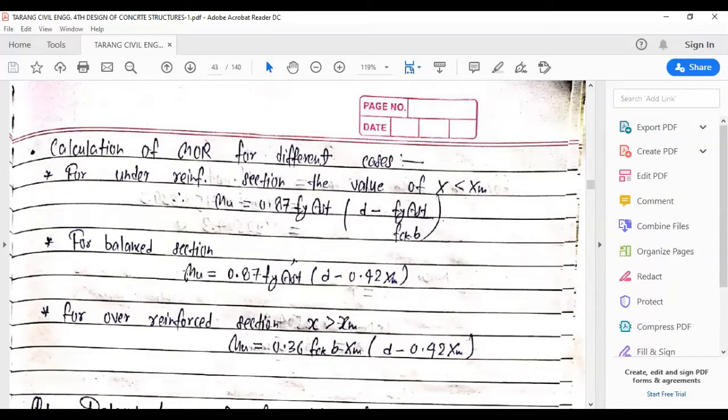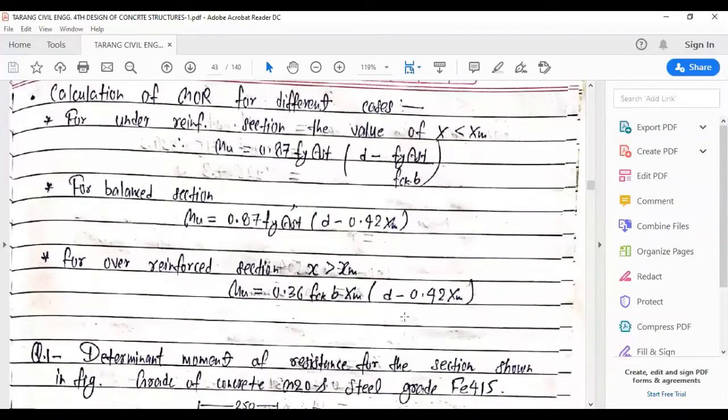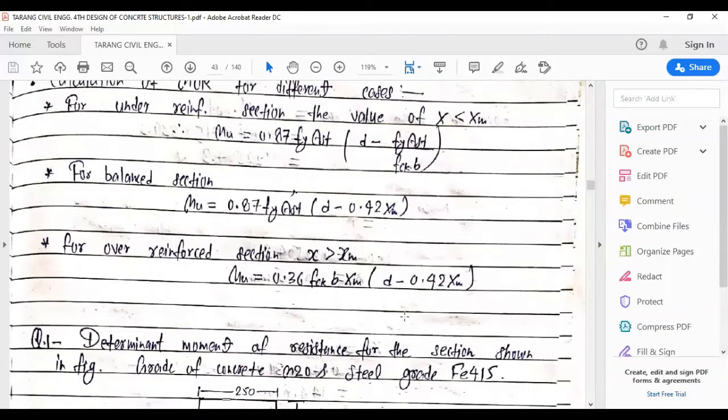So students, you can pause the video and note down the formulas and learn them. For balance section, ultimate moment Mu is given by 0.87 fy Ast, and this is multiplied by z, and z is d minus 0.42 xm. The same expression that we saw on the previous page. Next is for over reinforced section. When x is greater than xm, Mu is given by 0.36 fck b xm into d minus 0.42 xm.